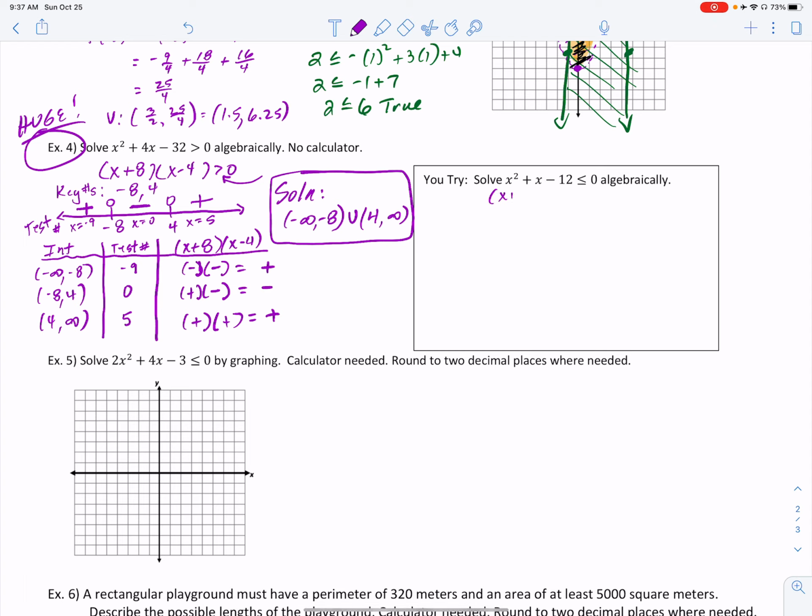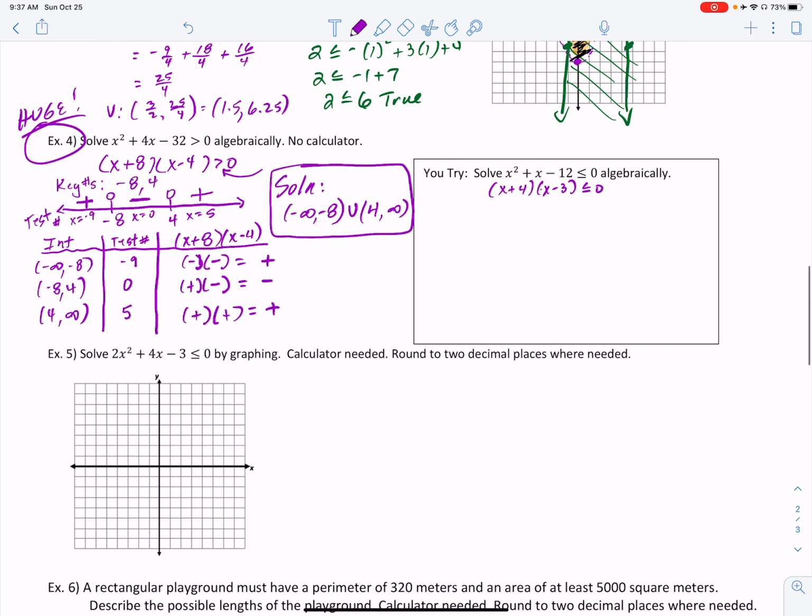So this factors x plus 4, x minus 3. And so my key numbers are -4 and 3. So on my number line, those two values make this 0. And then I'm going to have some test numbers. So I would use x is -5 in this interval, I would use x is 0 in this interval, and I would use x is 4 in this interval, and then need to show those intervals.